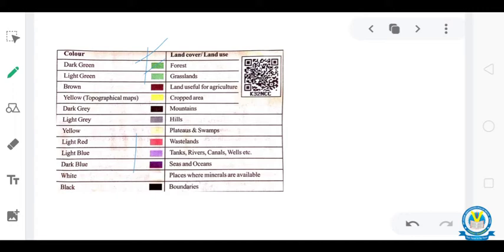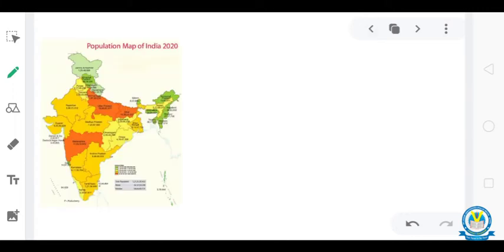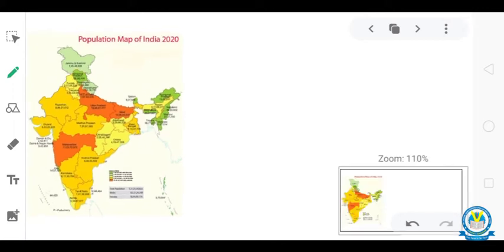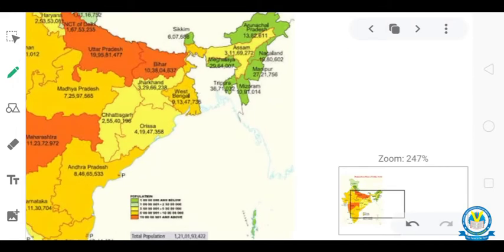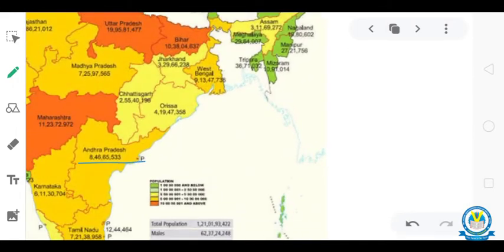Observe this table. You can get more information on color codes and maps. Moving to the population maps. Population maps can be used to show the population of a continent, country, or state. Here the map shows the population of India in 2020, for Andhra Pradesh, Maharashtra, Madhya Pradesh, and so on.